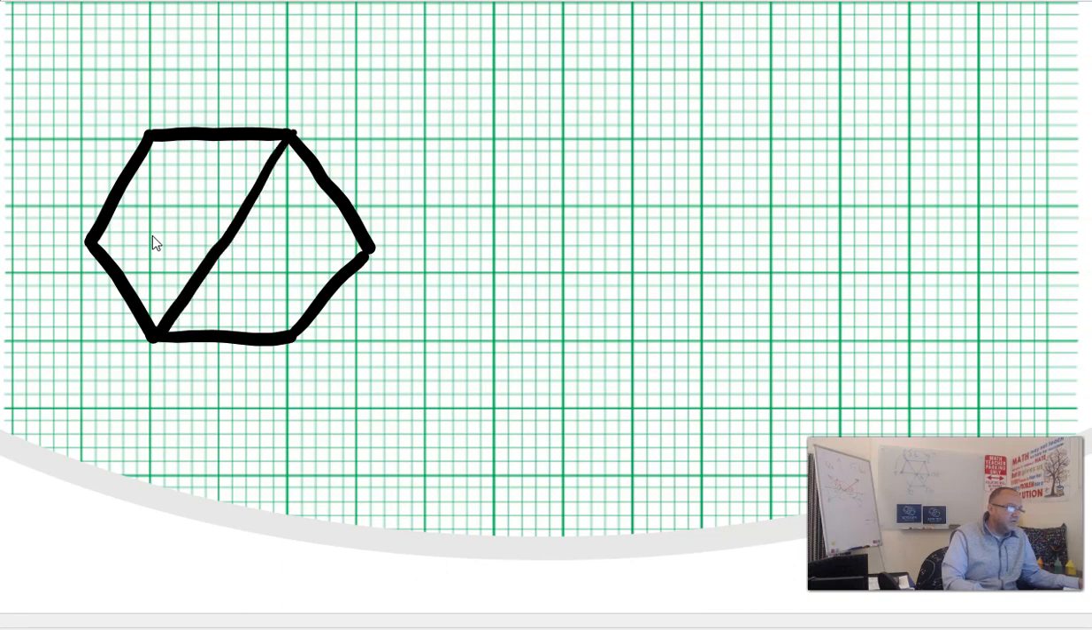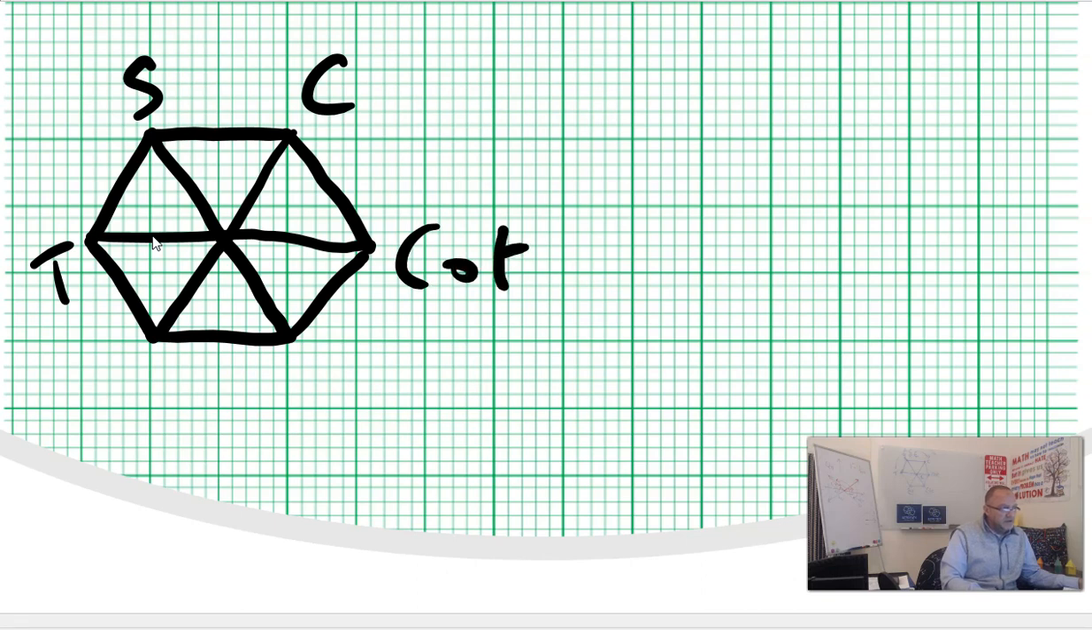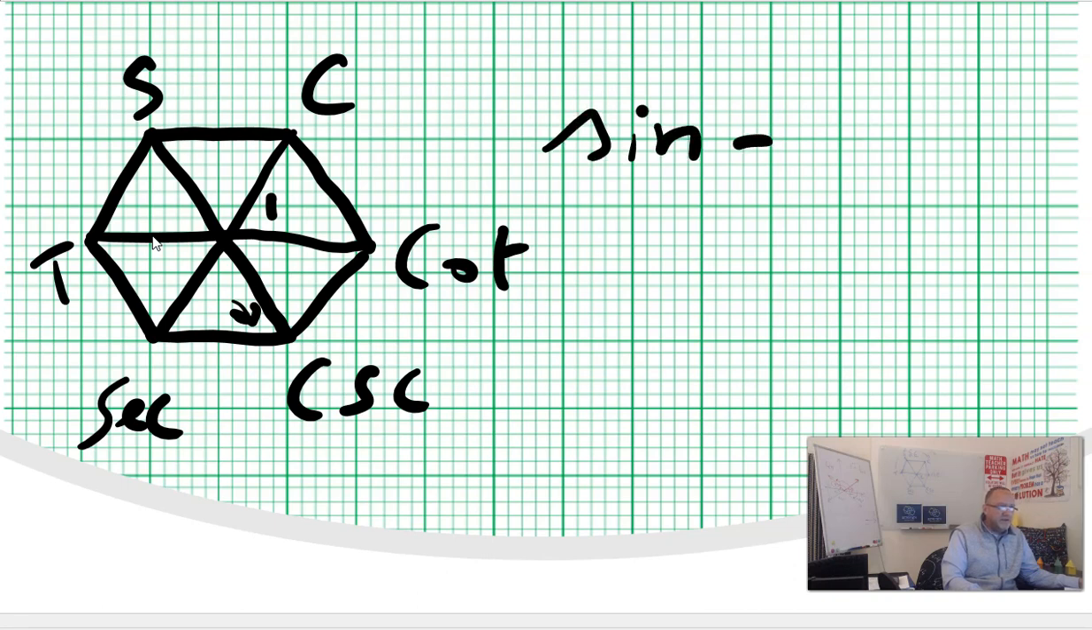So if I am to go through the one here, again, TSC, that's all I need to remember. TSC: tangent, sine, cosine, cotangent, cosecant means next to last, secant means last, and one is in the middle, okay? So if I am to go from sine to cosecant, from here to here, this direction, what do I do? What's after sine? It's one divided by cosecant.